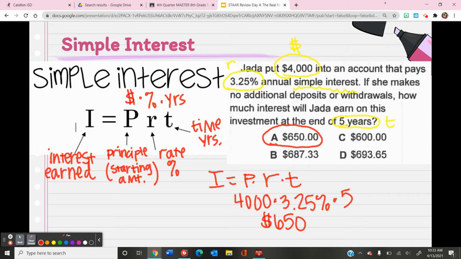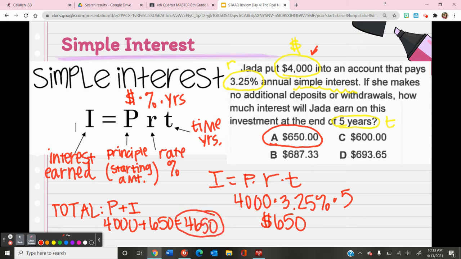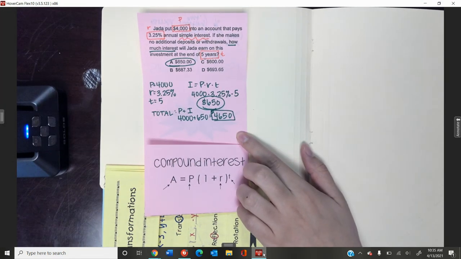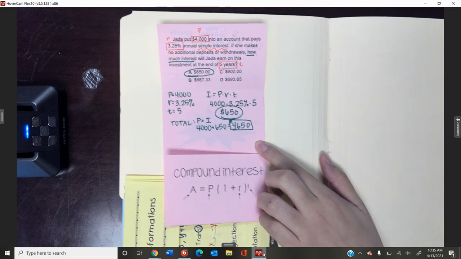But if they wanted to know what the balance was in her account, all you would have to do was add the principal. So to find the total amount, you would take the principal plus the interest. So 4,000 plus 650 equals 4,650. So this would be the total amount in her account. So now looking at your foldable, again, this is everything you should have written down. So again, go ahead and pause if you need to.